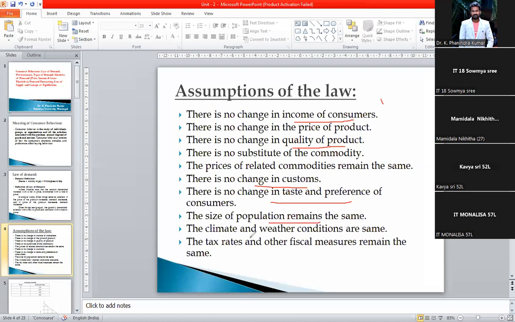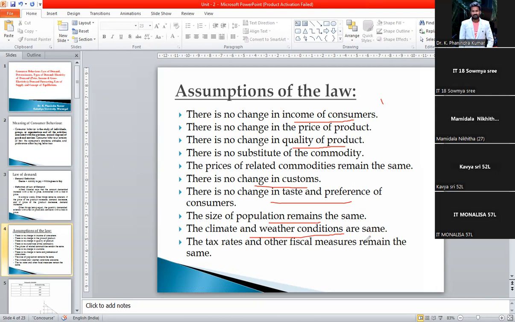Population should remain constant. Climate and weather conditions: when you determine something about umbrellas, as we discussed in the classroom, the climate and weather conditions must be the same. If it is the rainy season when we determine the law of demand, and the winter season when we do it again, then it will change. That's why the climatic and weather conditions should also remain the same, as well as the government rules and regulations, in the form of tax rates and fiscal measures.